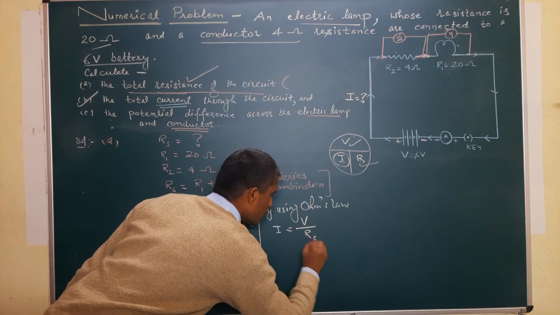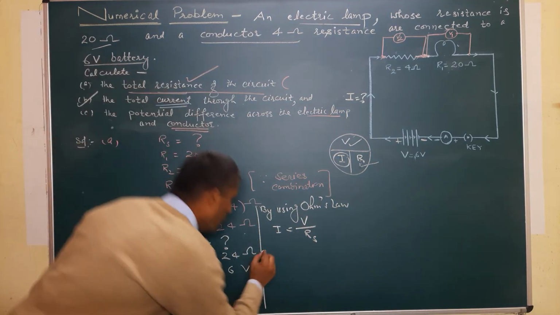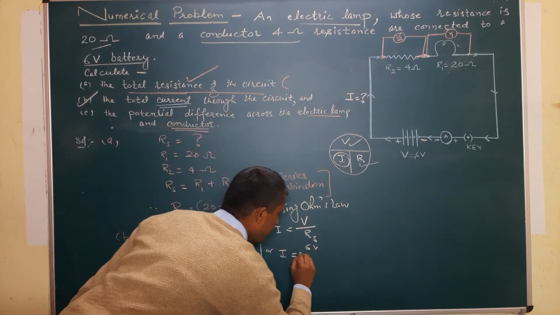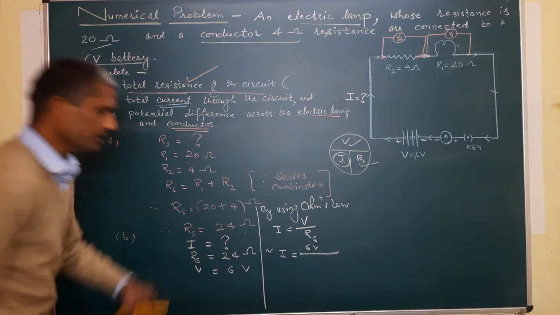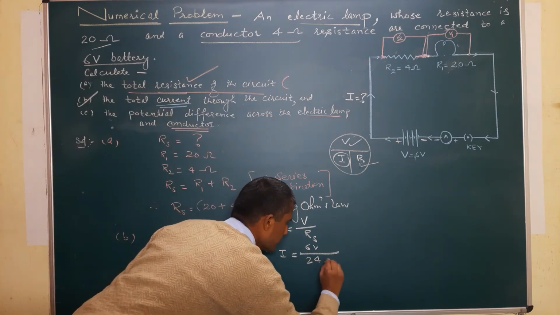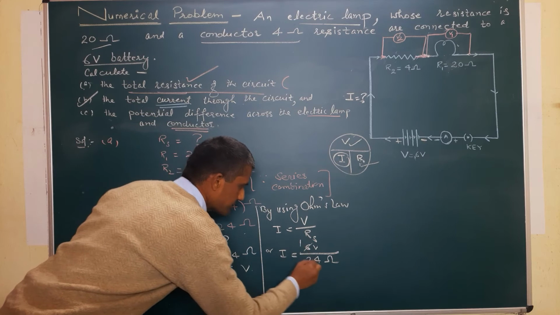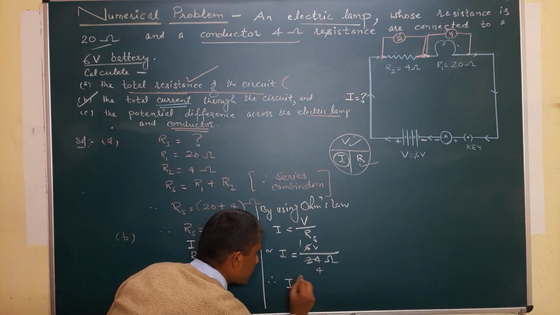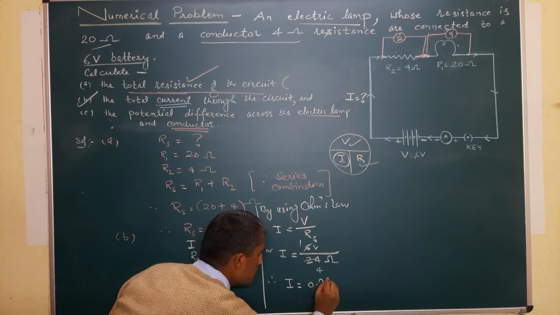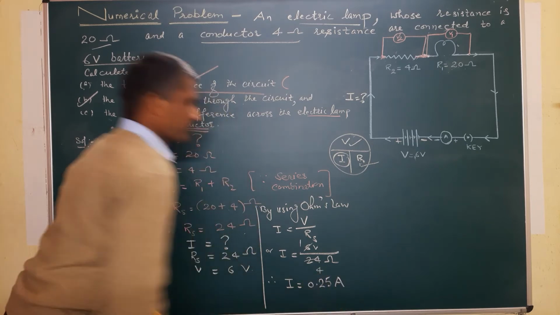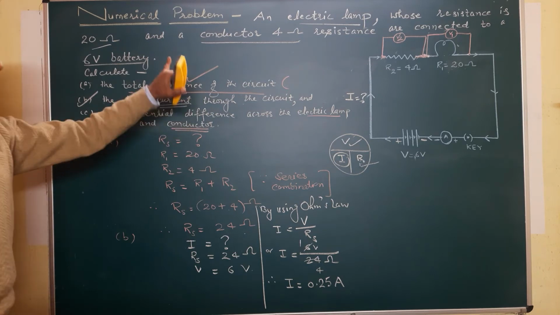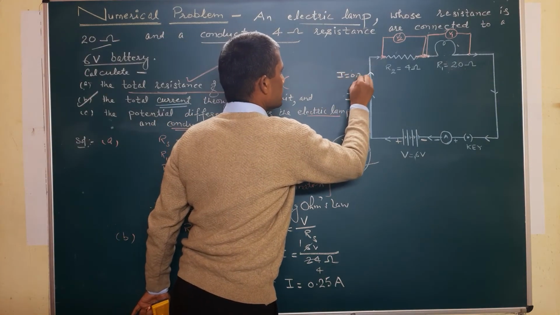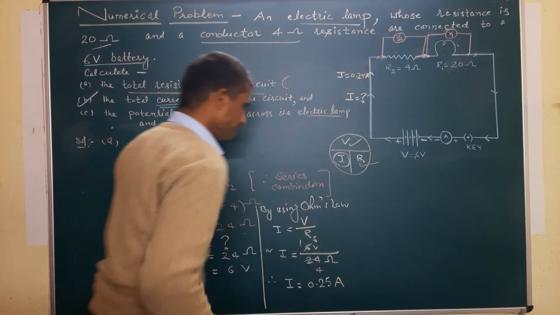I is equal to V upon RS, total voltage over total resistance. V is 6 volt and RS is 24 ohm, so 6 ones are 6 and it is 4, and therefore total current I is equal to 0.25 ampere. That's the second part. Total current we have got, that is I, and it is 0.25 ampere.